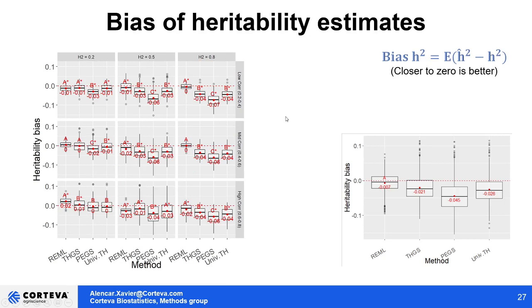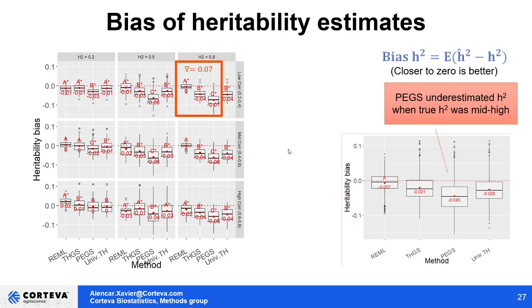Now, what about the heritability? So the heritability was slightly underestimated by the PEGS method, the pseudo-expectation. The largest difference we saw between REML and the approximations was when the heritability was high and the genetic correlation was low. And we believe that in part, PEGS has underestimated the heritability because it may have underestimated the genetic variance.